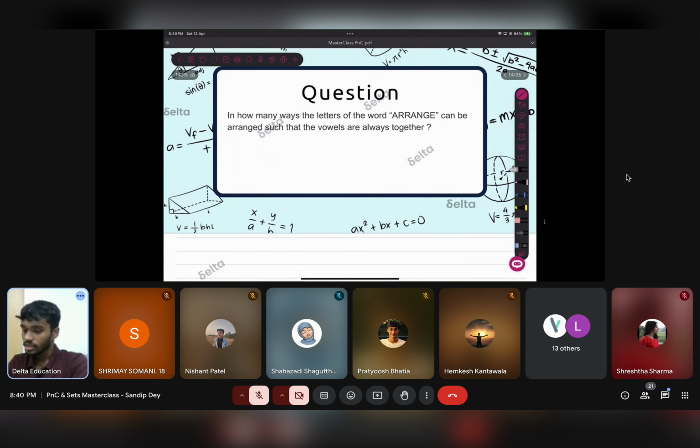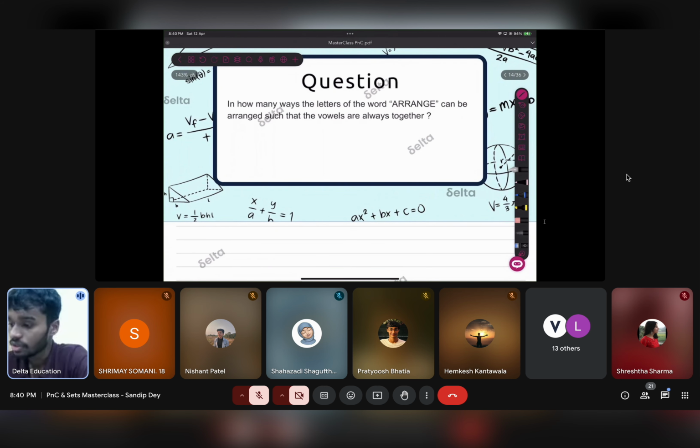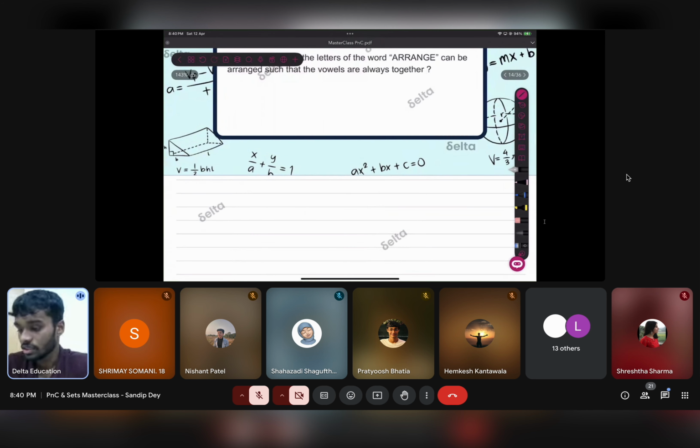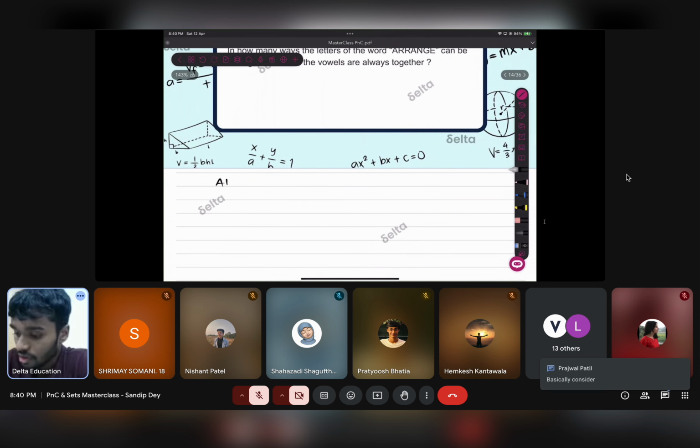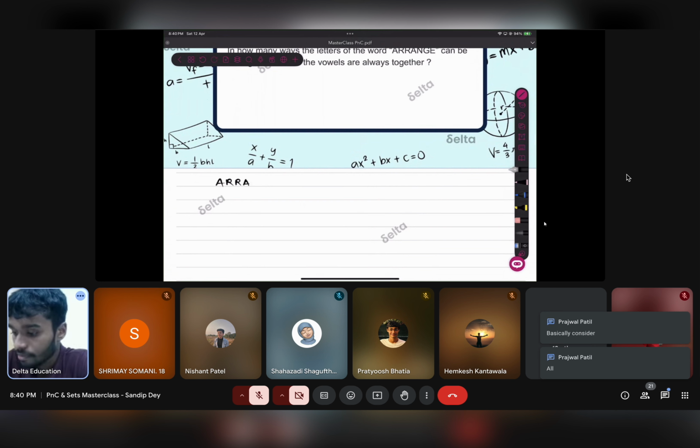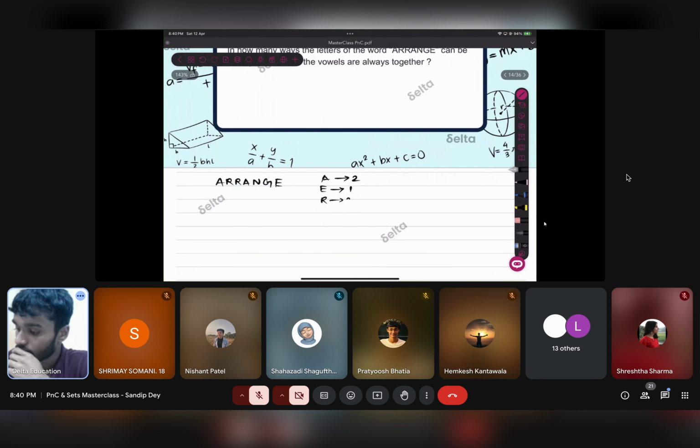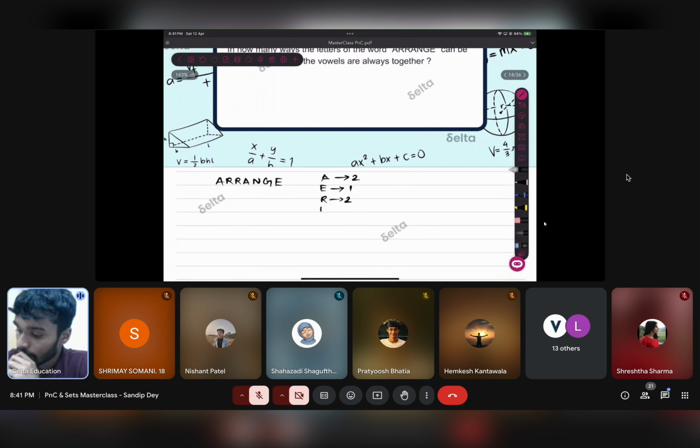Then you have this question: how many ways can the letters of the word ARRANGE be arranged such that the vowels are always together? So first of all, let's write the word ARRANGE. In ARRANGE, how many A's do I have? I have 2 A's. Then I have 1 E. Then I have 2 R's. Then I have 1 N and 1 G.